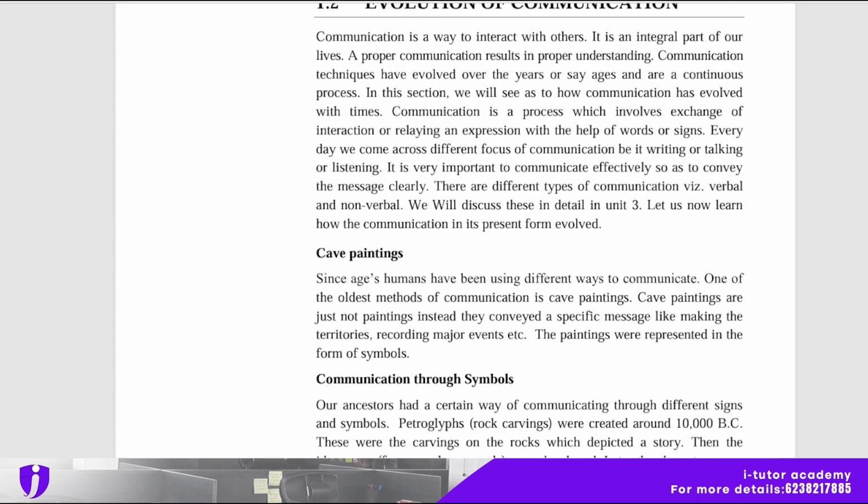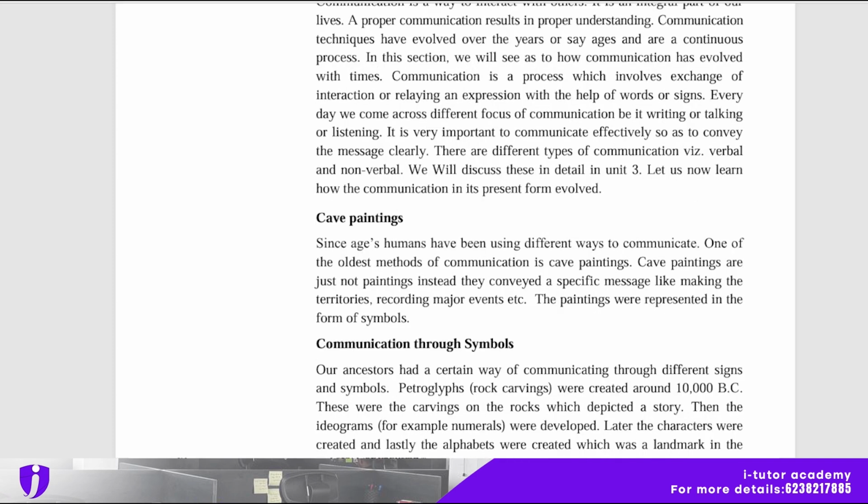So, evolution of communication. Communication is a way to interact with others. It is an integral part of our lives. Proper communication results in proper understanding. Communication techniques have evolved over the years, or say ages, and it is a continuous process. In this section we will see how communication has evolved with time. Communication is a process of exchange of interaction or relaying an expression with the help of words or signs. Every day, we come across different forms of communication, be it writing, talking, or listening.